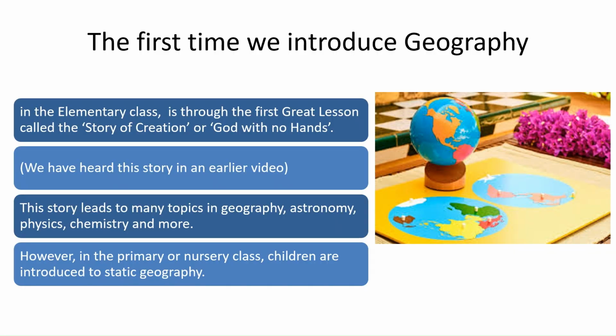The first time we introduce geography in the elementary class is through the first grade lesson called The Story of Creation, or God with No Hands. We have heard this story in an earlier video. This story leads to many topics in geography, astronomy, physics, chemistry, and more. However, in the primary and nursery class, children are introduced to static geography.